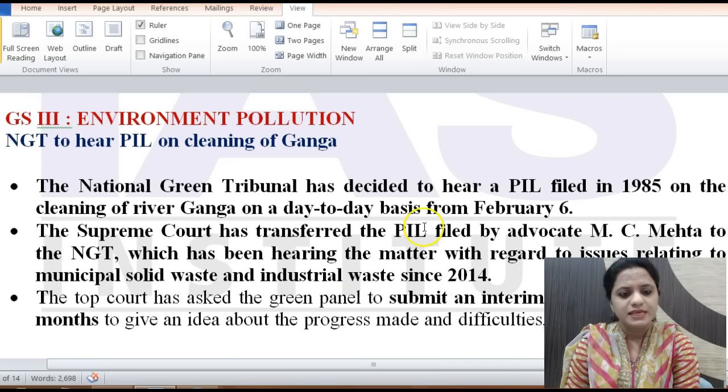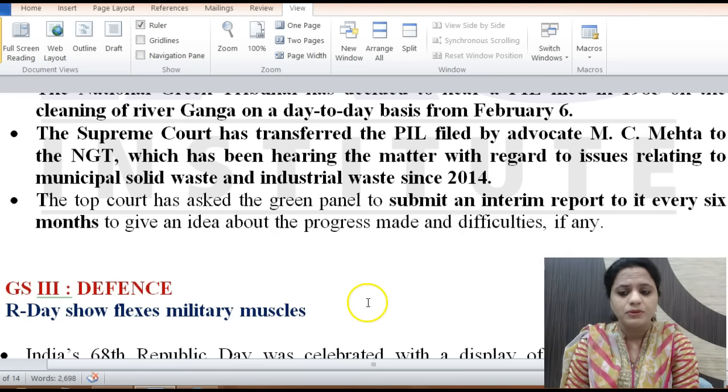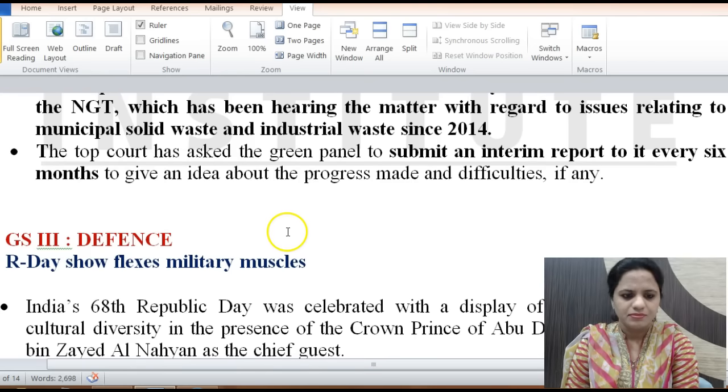So now NGT has said that it will be hearing this case on a day-to-day basis from February 6. So this is regarding an additional information regarding that case. So NGT is hearing it on a day-to-day basis. Already it is hearing matter with respect to municipal solid waste and industrial waste management with respect to this case. So also the Supreme Court had asked NGT to hear this case and submit interim reports every 6 months to the Supreme Court. So this is also there.